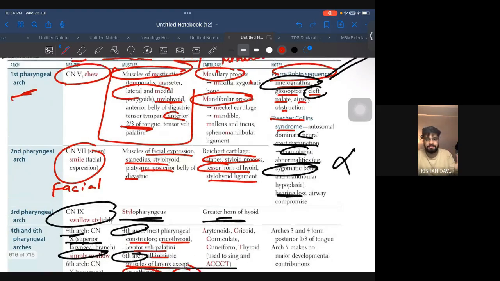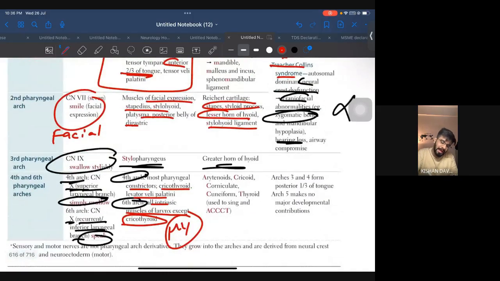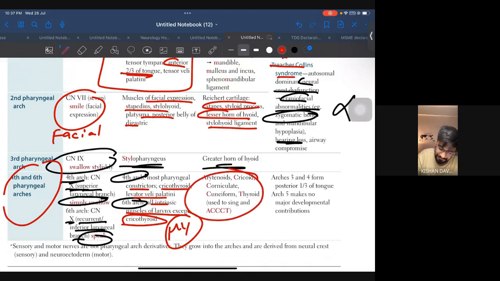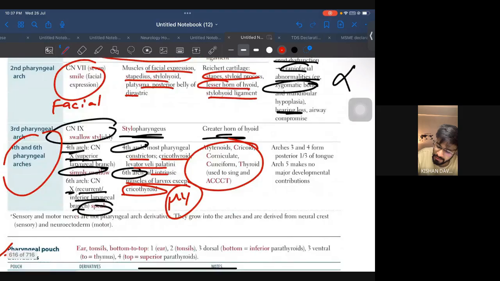अगर cartilage के हिसाब से आप जा रहे हो, so they mostly ask about the fourth and sixth pharyngeal arches, but you can't avoid all those. Sometimes they ask that also. Okay, so you have to remember this. And arches 3 and 4 form the posterior one third of tongue. 5 makes no major development.